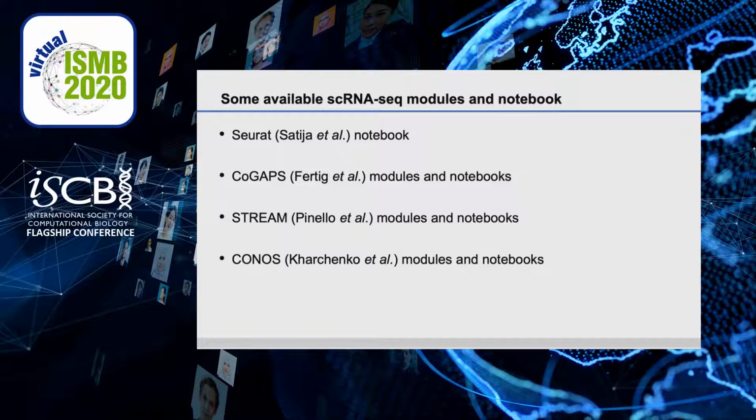I will describe our implementation of the Seurat team's introductory vignette, the CoGAPs notebook for identifying patterns within high-dimensional gene expression data, the Stream notebook for computing pseudotime-based representation of biological processes, and the Kanos notebook for aligning and normalizing the expression data of cells that encompass similar biology but come from different experiments.